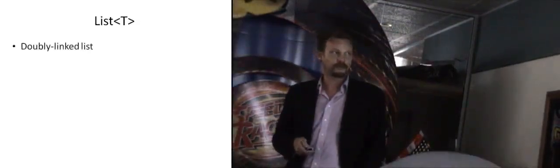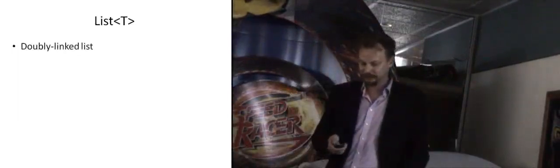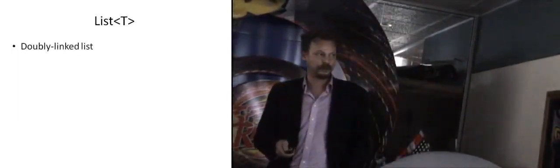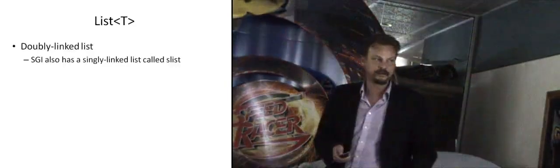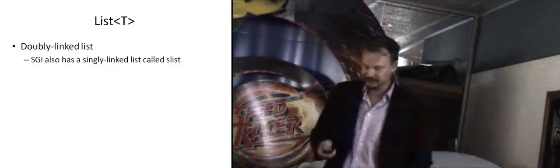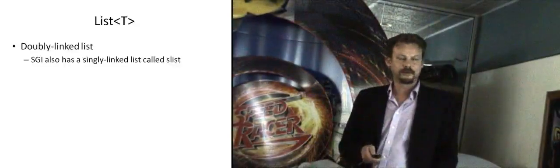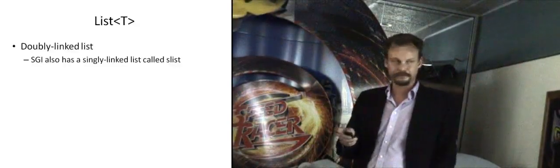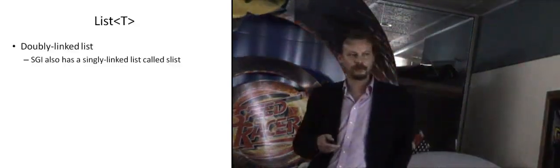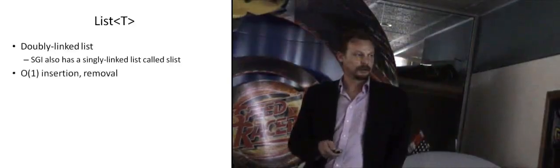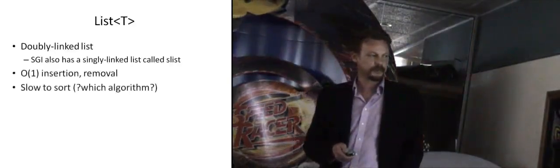So I'm going to skip through this quickly because hopefully this is largely familiar territory for people, and I've got a summary at the end. We've got a doubly linked list. Sidhe Graphics also has a singly linked list called slist. They've also got rope and a few other things, which are stronger strings, believe it or not. Lists have constant time insertion and removal, but are slow to sort.